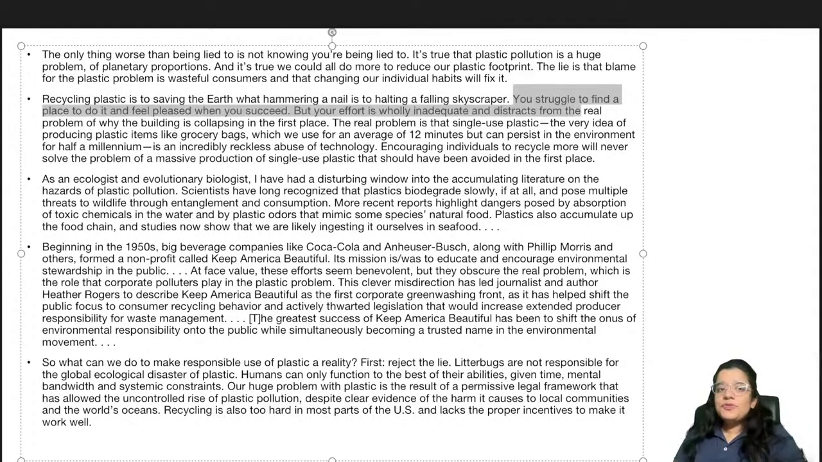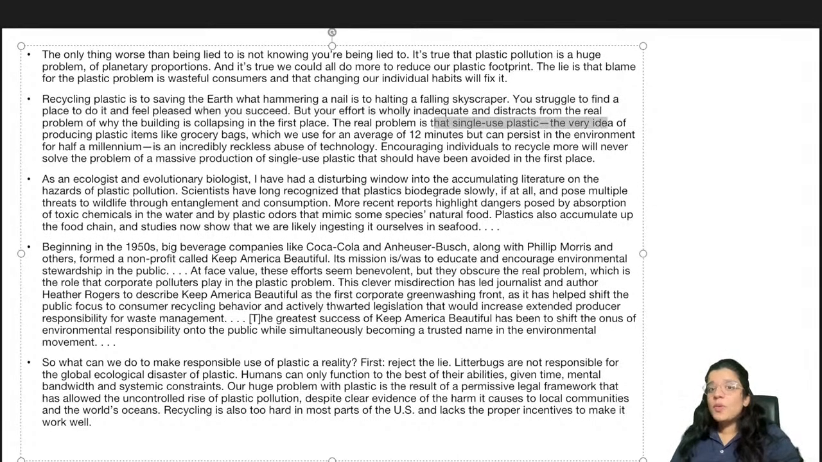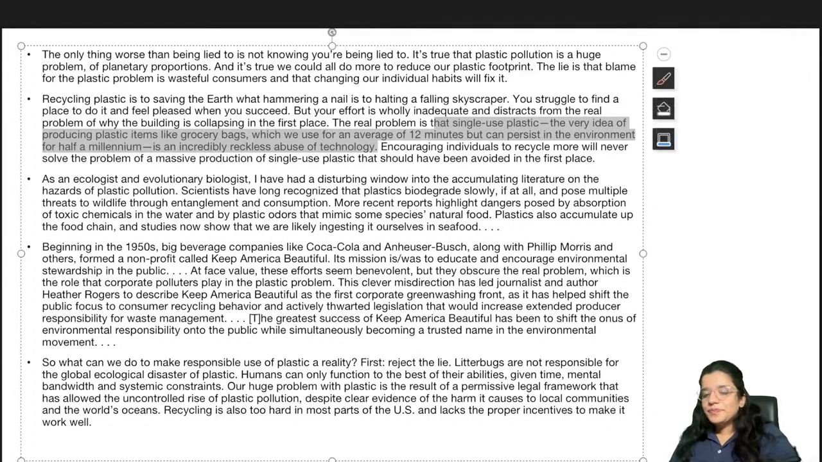You struggle to find a place to do it and feel pleased when you succeed, but your effort is wholly inadequate and distracts from the real problem of why the building is collapsing in the first place. The real problem is that single use plastic, the very idea of producing plastic items like grocery bags, which we use for an average of 12 minutes, but can persist in the environment for half a millennium, is an incredibly reckless abuse of technology. Right?